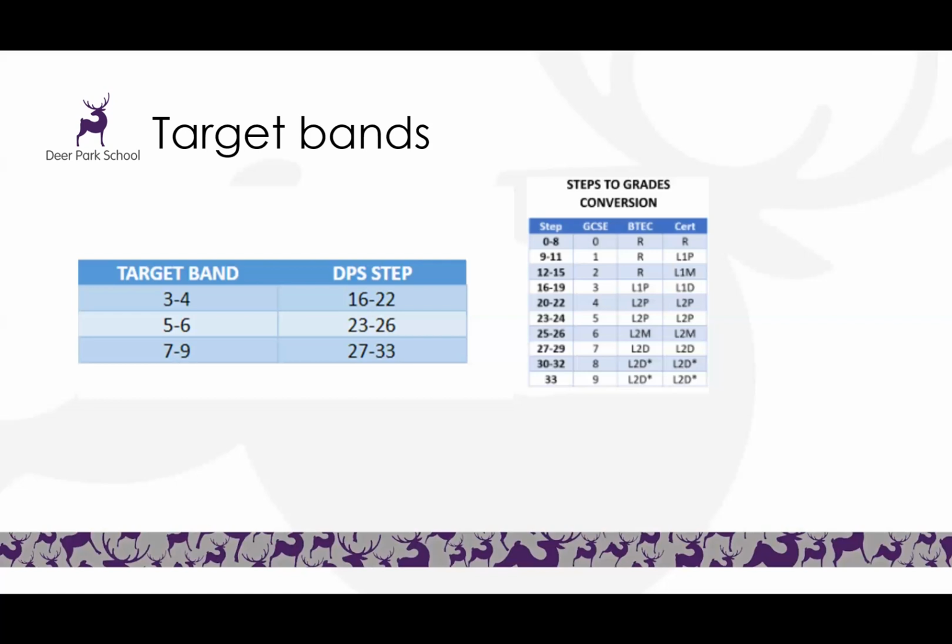Deer Park current steps to grades conversion. As you can see from the table on the right-hand side, the grid shows you how our steps relate to GCSE grades and also vocational grades, which are the BTEC and certification grades. Our Deer Park steps allow for more incremental progress to be recorded rather than a student being stuck on the same grade for potentially a significant period of time. As you will see, many students will not currently be on a step equivalent to a GCSE grade, as this is their 5-year journey we are working towards.